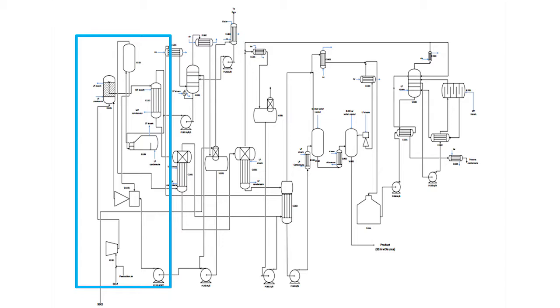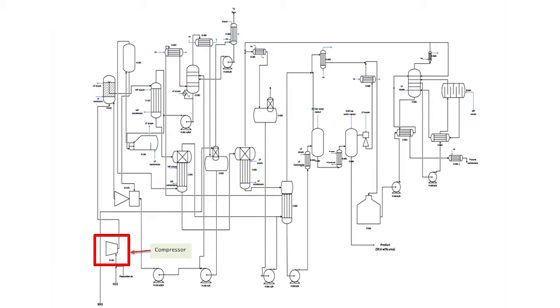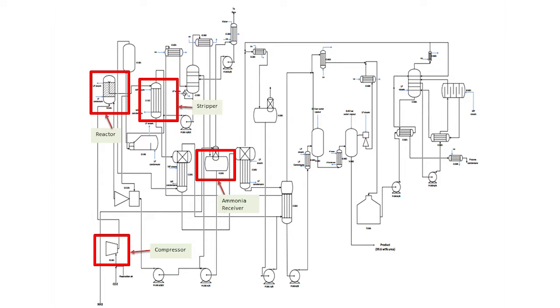First, at the high pressure section, the CO2 is fed directly into the reactor after it leaves the compressor, whereas the ammonia is fed to the reactor from the ammonia receiver in the medium pressure section of the process. To obtain a product that meets purity specifications, purification steps are needed. The first of these is the stripper.